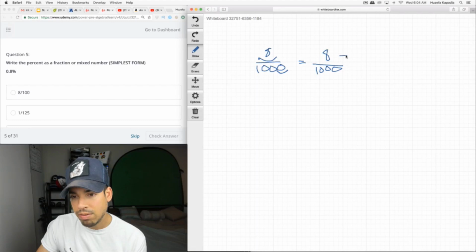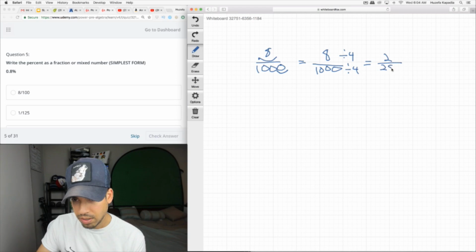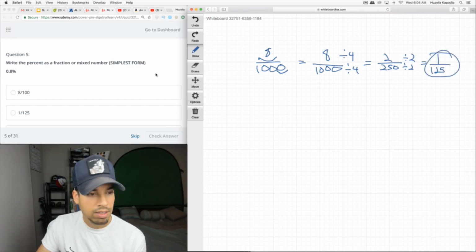Top and bottom can both be divided by 4. This becomes 2 over 250, actually can be divided by 2 again. It becomes 1 over 125, like this.